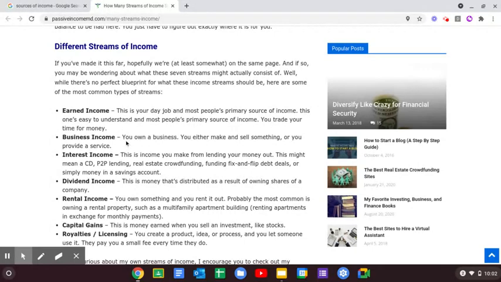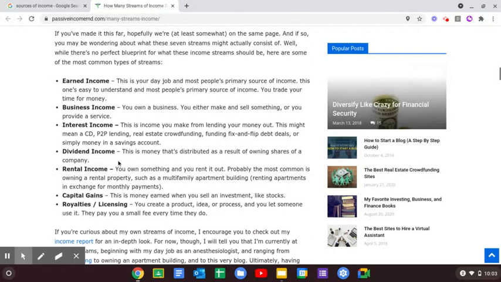All right. Business income. If you own a business, you're making money there. Interest income. So I'm lending out my money: CDs, P2P lending, real estate crowdfunding. Anything that we can earn interest on, or simply money in a savings account. Most of us can relate more to having a savings account and earning interest that way. Dividend income, money that's distributed as a result of owning shares of a company. All right, we like that. We like stock. Rental income, again, you own something, you can rent it out.